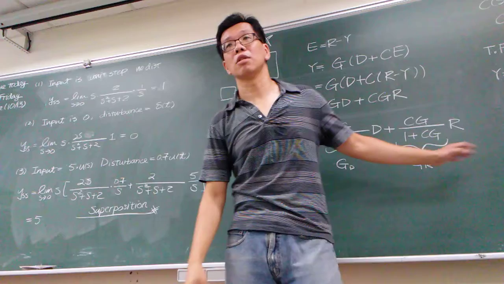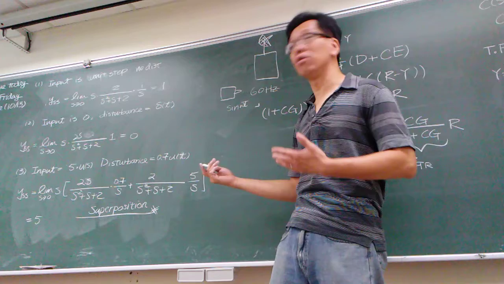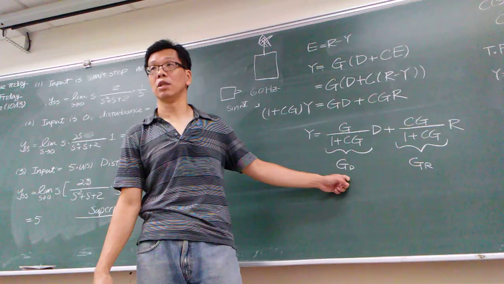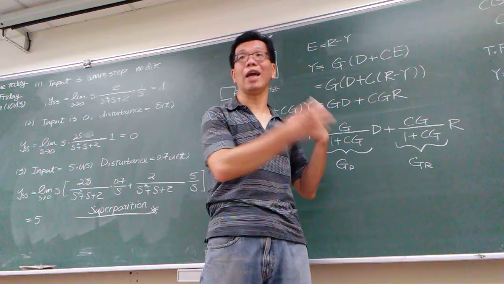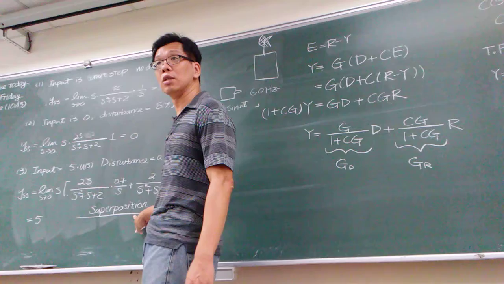Does it make sense? So when you take those kinds of things into consideration, you need to separate the transfer function corresponding to your disturbance and the transfer function corresponding to your reference. They need to be separate. And as long as they are linear systems, you can add them together using superposition. Does that make sense? Okay.